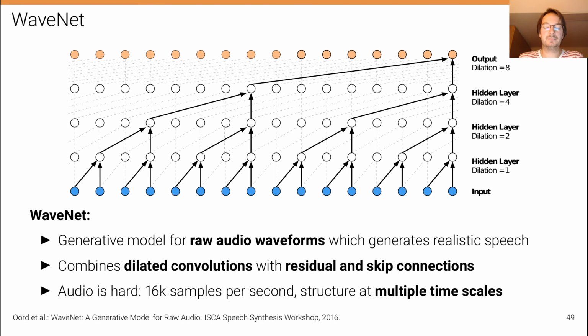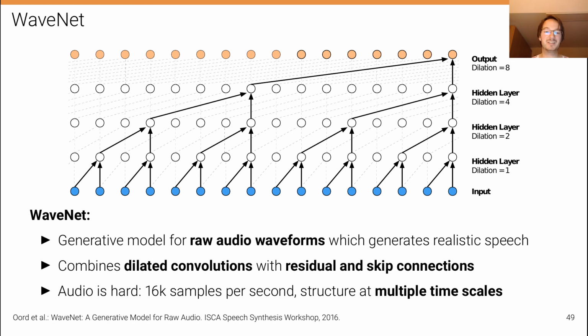The first model of that type that was really successful and demonstrated a breakthrough was from Oord et al., called WaveNet, in 2016. This was a generative model for raw audio waveforms, which generates realistic speech that is hard to distinguish from real speech for a human observer. It combines residual and skip connections with dilated convolutions, which is really important to consider context, to consider input information from many previous time steps. And this is important for audio.